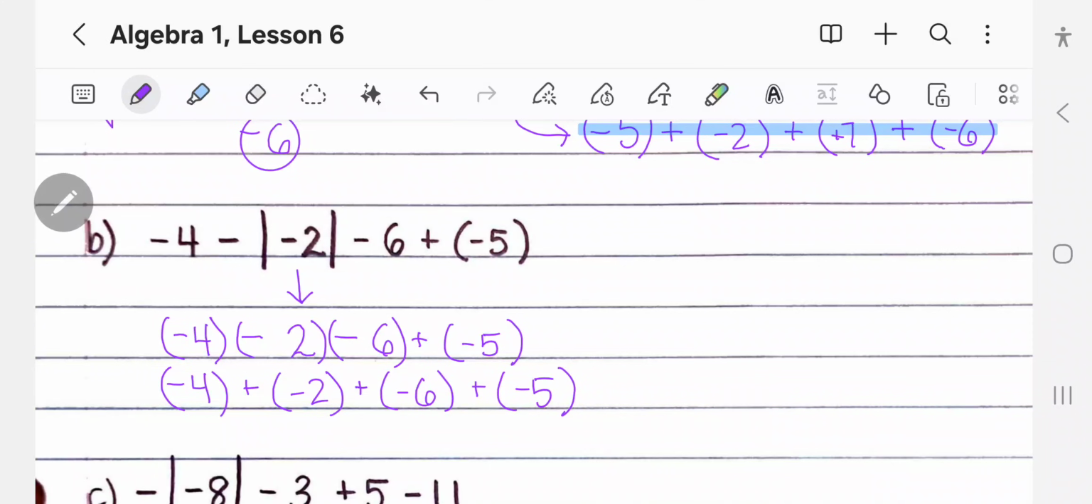I can combine all my negatives, which they're all negative, aren't they? 4 and 2 makes 6. And then another 6 makes 12. And then 5 makes 17. And they're all negative.